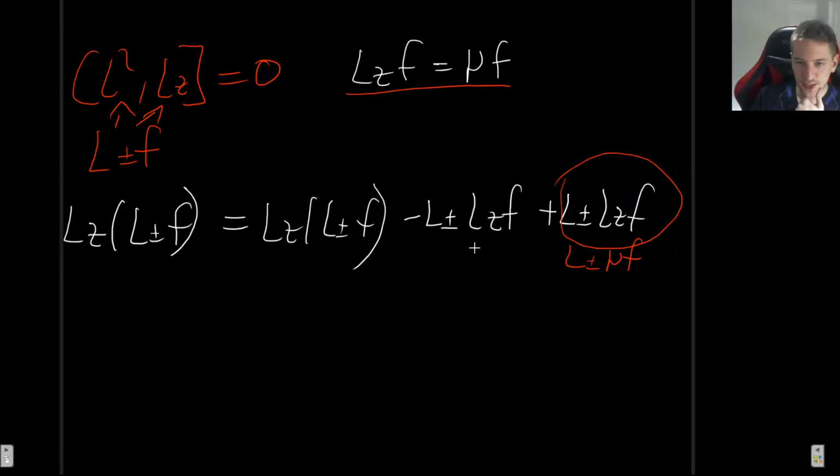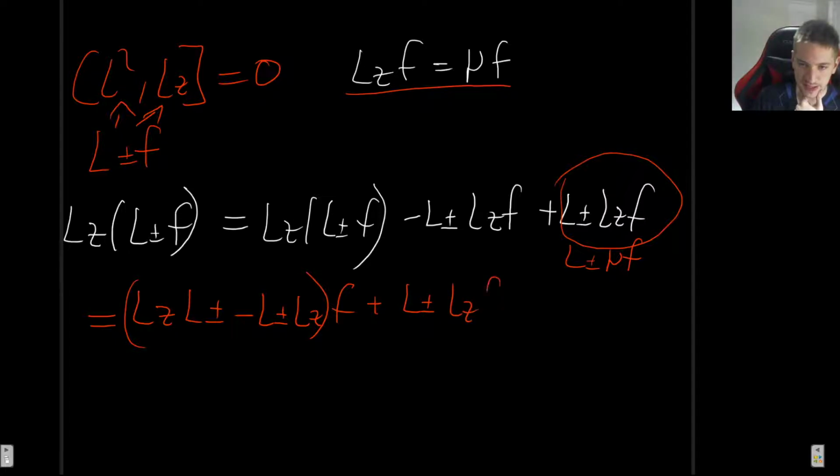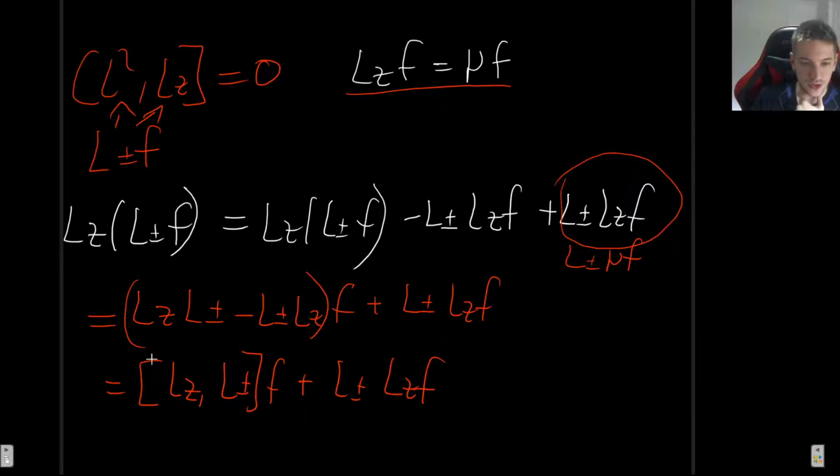And this part right here is actually going to be a commutator, because just take a look at this. This is going to be Lz L plus or minus minus L plus or minus Lz acting on f plus L plus or minus Lz acting on f. And this right here is going to be the commutator between Lz and L plus or minus acting on f plus L plus or minus Lz acting on f. Okay, so to proceed, we need to find this commutator right here.